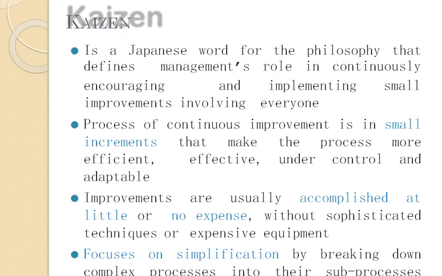So what is Kaizen? It is a Japanese word for the philosophy that defines management's role in continuous engagement, in encouraging and implementing small improvements involving everyone. The process of continuous improvement is in small increments that make the process more efficient, effective, under control, and orderly. Improvements are usually accomplished at little or no expense, without sophisticated techniques or expensive equipment. Focus on simplification by breaking down complex processes into sub-processes and then improving.